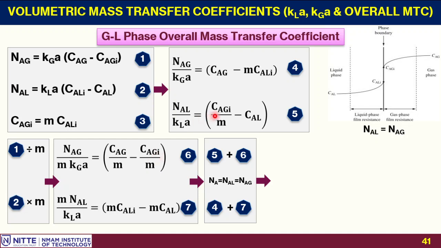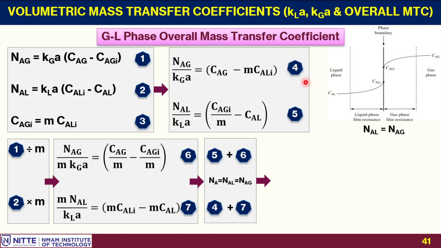How am I trying to identify it? I do not want CAG and CAL-I here. I have to get rid of these two terms. How can I get it? If I observe equation number 6 and 7, the same CAG by m is present over here, and it's minus, this is plus. So if I add them, these two terms get cancelled out. So I'll get a real equation for that.